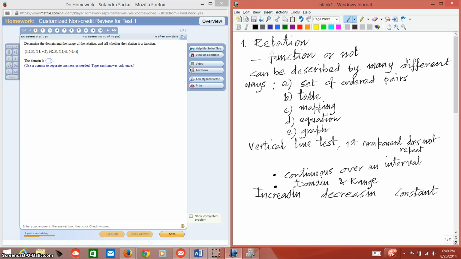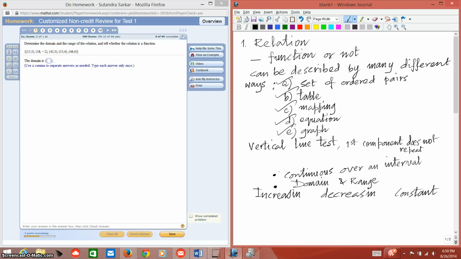When you are trying to determine whether it is a function or not, it can be described in many different ways. I have already written down the different types. It can be expressed as a set of ordered pairs, a table, a mapping, an equation, or a graph. Once you have an idea, you will be able to determine whether it's a function or not by revising the concept of the vertical line test and whether the first component repeats or not.